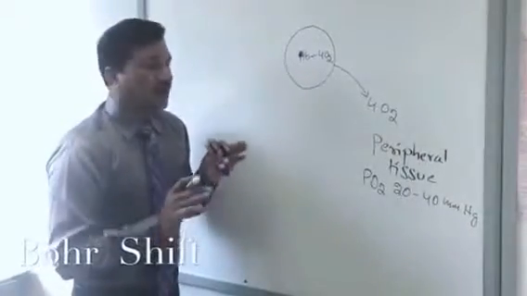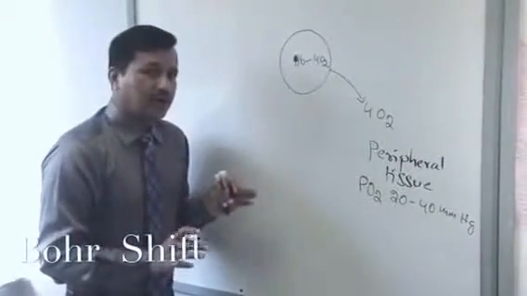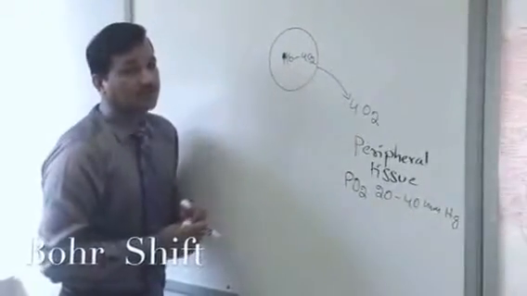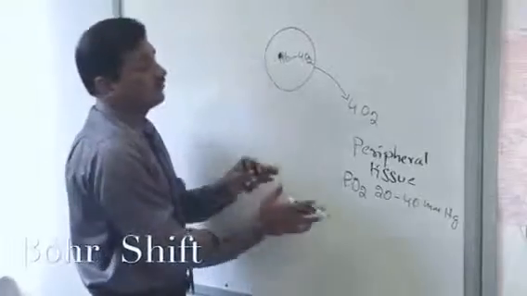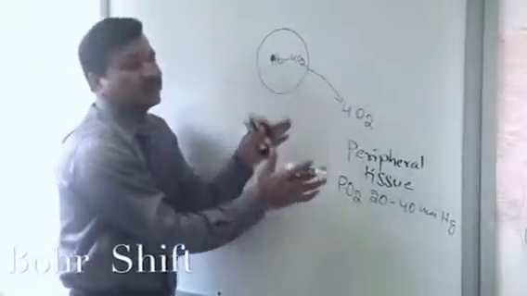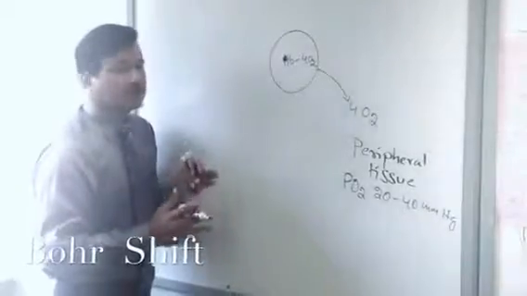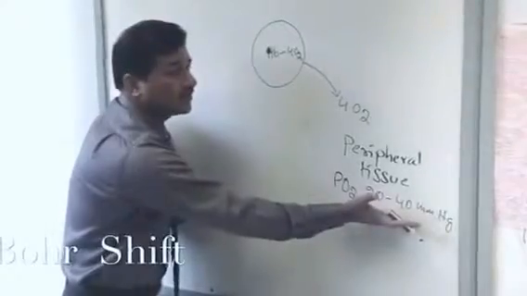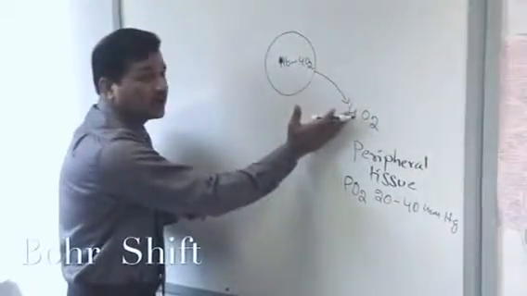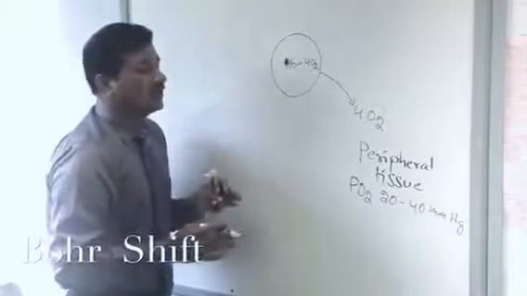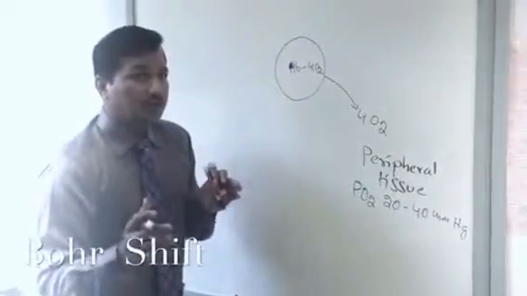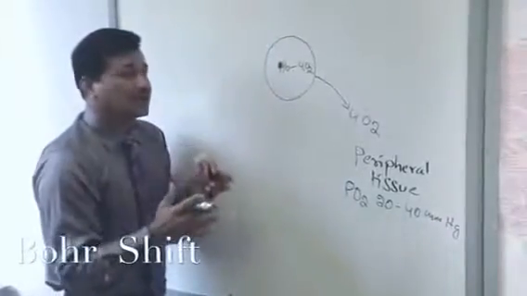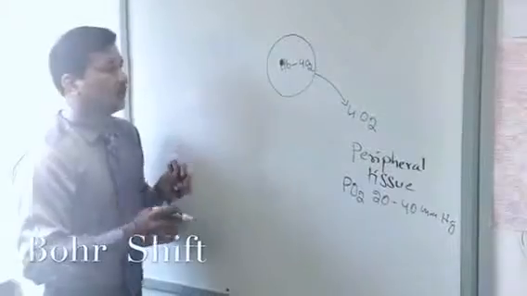I'll repeat that. Under normal conditions, between 20 to 40 millimeter of Hg, around 2 molecules of oxygen will be released, not 4. Just for easier understanding, we are releasing all 4 oxygen molecules into the peripheral tissue. Because of the low partial pressure of oxygen, like 20 to 40 millimeter of Hg, oxygen unloading is happening. But it is not just this partial pressure which is helping in the unloading of oxygen. There is something else which will also help.